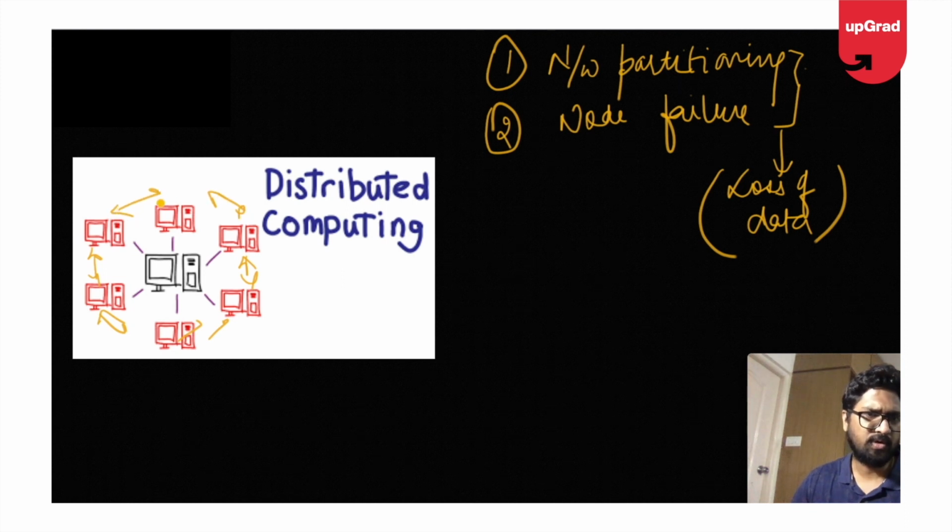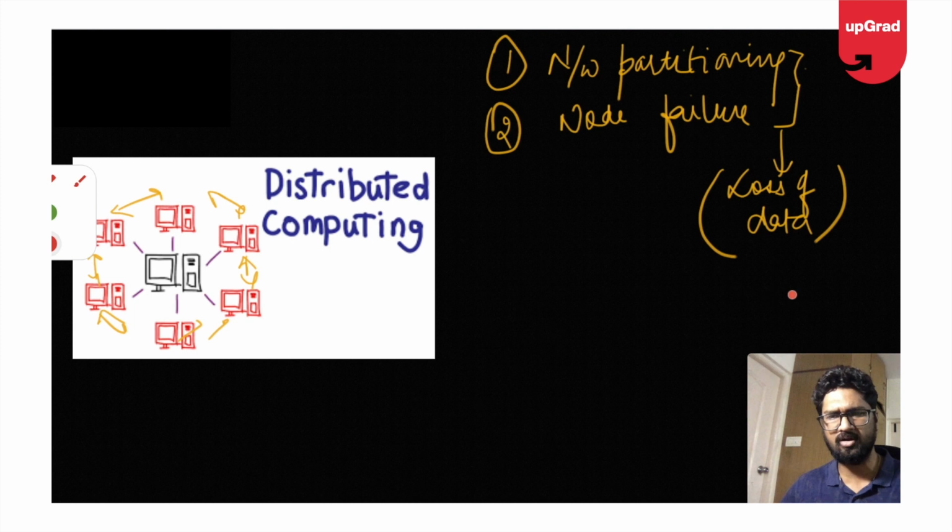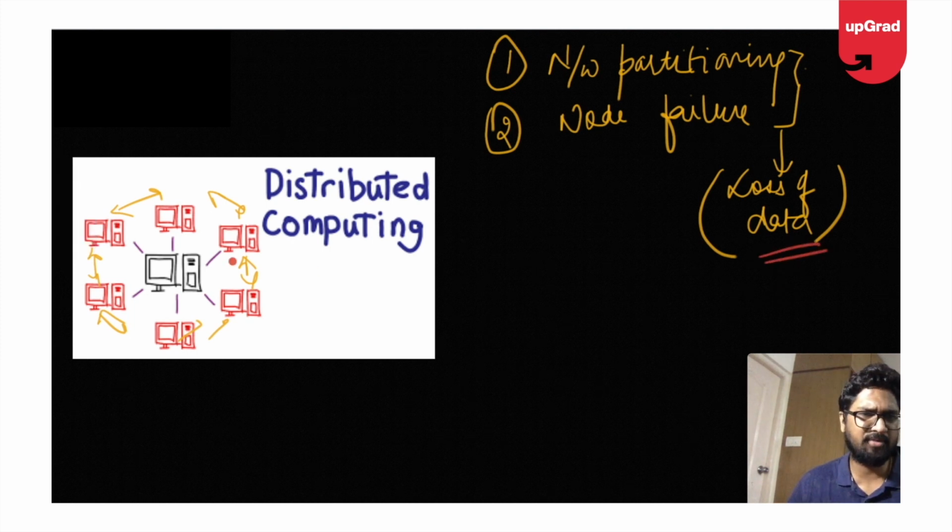So what the proponents of distributed computing said is that both of these can be solved if we do one thing. And what was that thing? Can you guys make a guess? People said, okay, I understand there is a problem with distributed computing, and the problem is because of network partitioning and network failures, and both of them result in something called loss of data. And this loss of data is happening because I'm having only one copy of data. So what can we do?